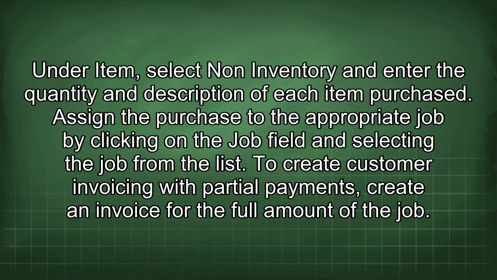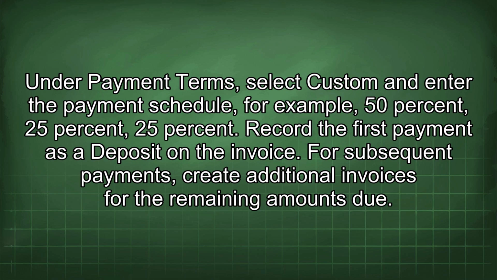To create customer invoicing with partial payments, create an invoice for the full amount of the job. Under Payment Terms, select Custom and enter the payment schedule, for example, 50%, 25%, 25%. Record the first payment as a deposit on the invoice. For subsequent payments, create additional invoices for the remaining amounts due.